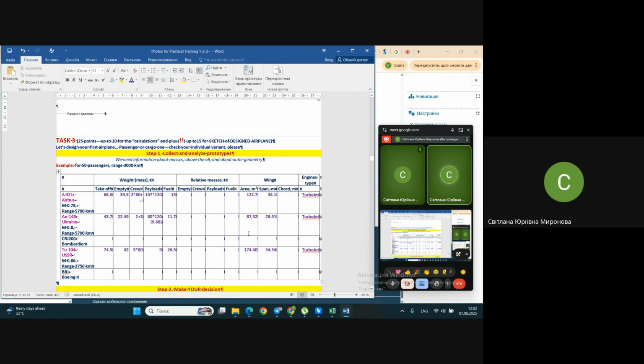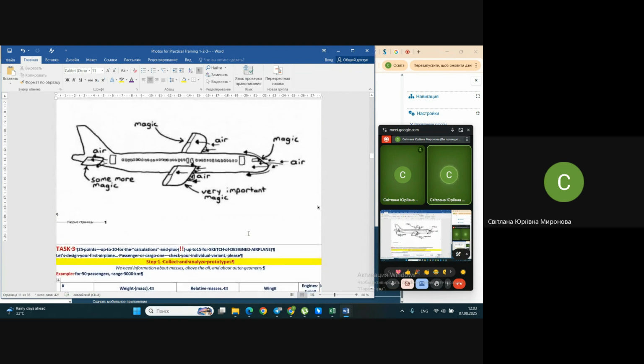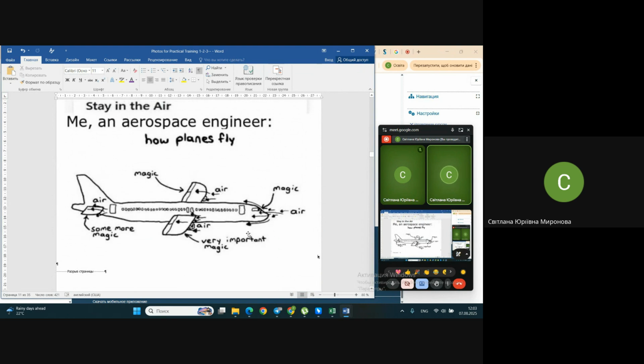And the result is supposed to be an airplane drawing, not like this, of course. What it should be, we will see at the end. And right now, let's start work. What is the work this time? We are going to design an airplane.